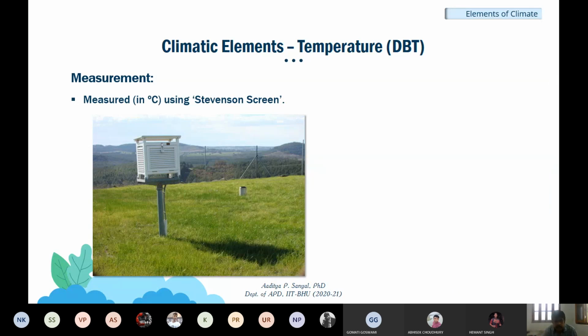Now, let us look at this image. Can anyone tell me what your observations are from this Stevenson screen? Which image, right or left? The left one, that is the only one visible now. Tell me, what are your observations from this left image?